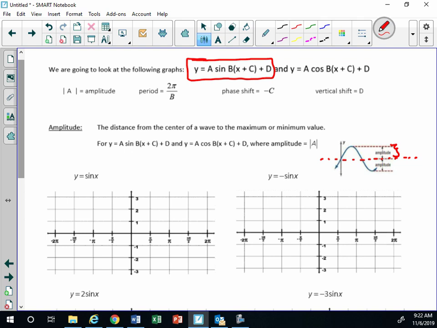The B value, which we are not going to do anything with today, changes the period of the graph. That's how quickly it starts over, that it starts repeating. C is what impacts the phase shift. That's the left or the right. We may or may not get to that today. And then D is the vertical shift. So that's the up or down.